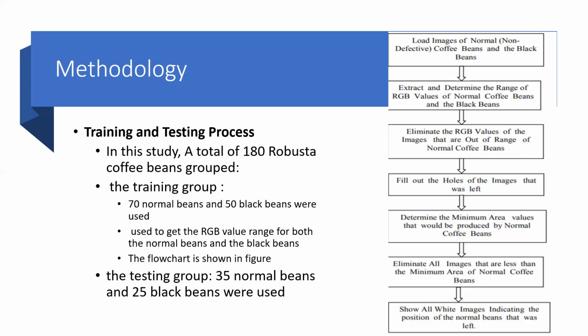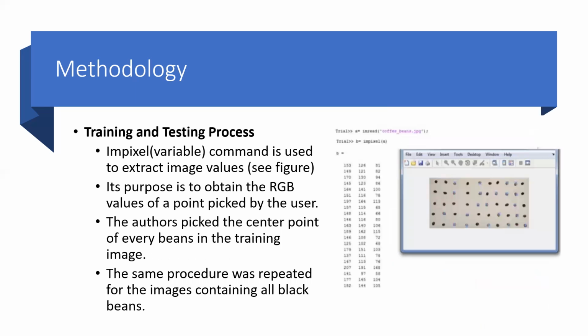Next, eliminate the RGB values of the image that are out of range of normal coffee beans and fill out the holes of the images that were left, and determine the minimum area value that would be produced by normal coffee beans and eliminate all images that are less than the minimum area of normal coffee beans. Lastly, show all white images indicating the position of normal beans that were left.